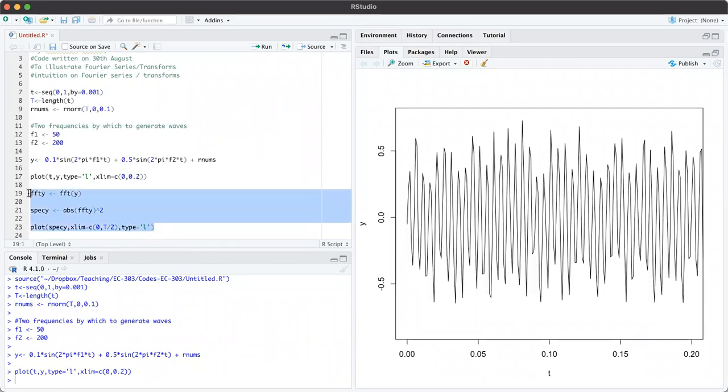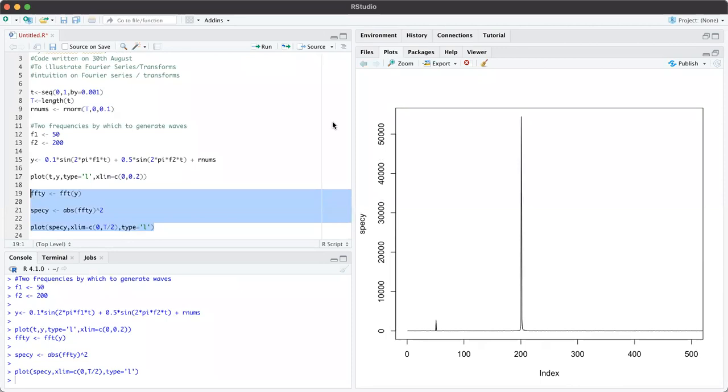Let's execute the Fourier transform part of the code. Look at this. What did you find? You find that there are two spikes, one at roughly 100 by 2, right? Another one at 200. Exactly the two inputs we have chosen.